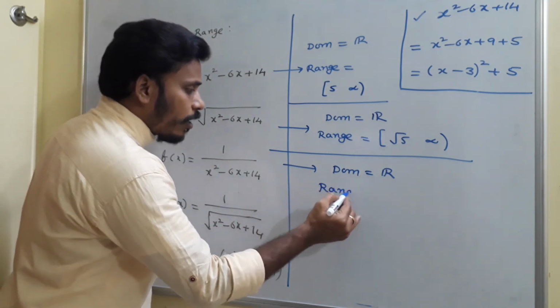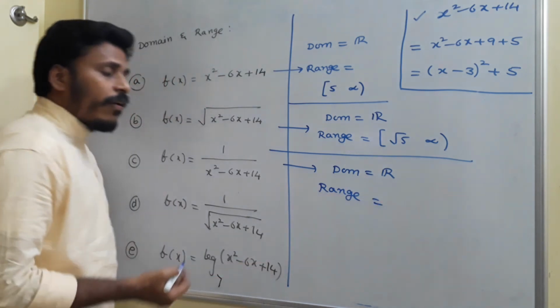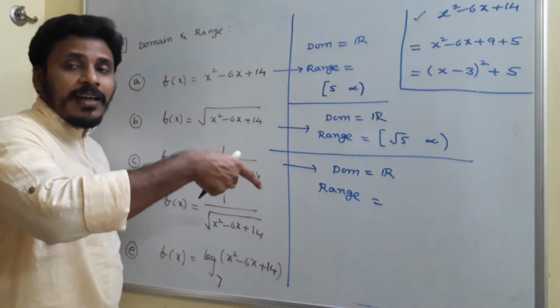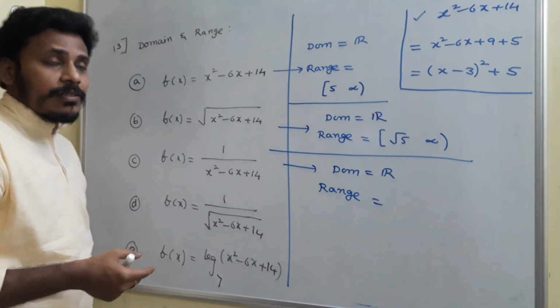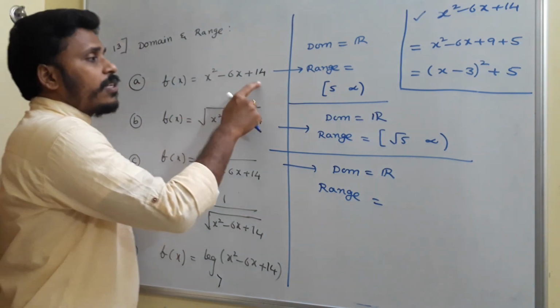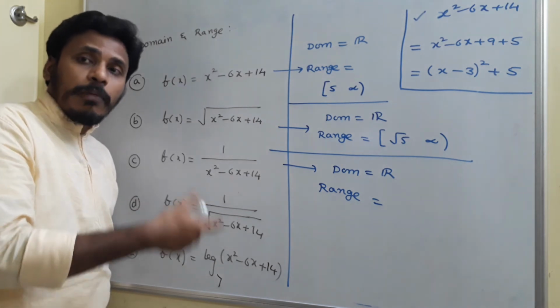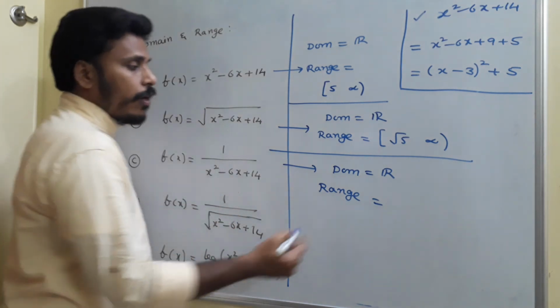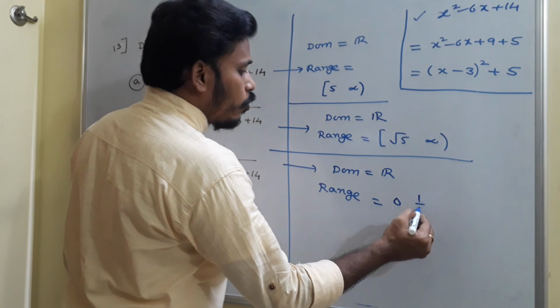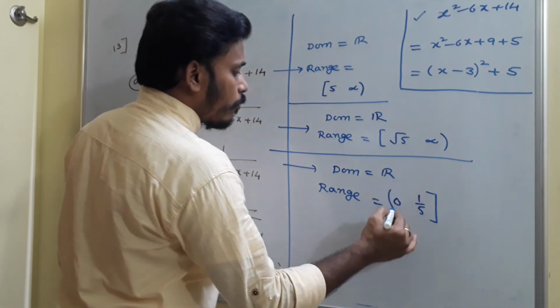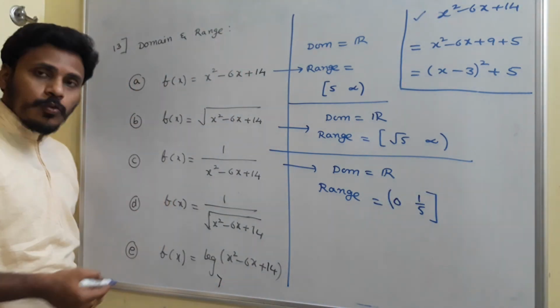Then what can you say about the range? For the range, you need to take the reciprocal. As I mentioned in previous classes, this is 5 or more than 5. When you take the reciprocal, the value is 1 by 5 and less than 1 by 5. So your answer is 0 to 1 by 5. This is the range for this one.